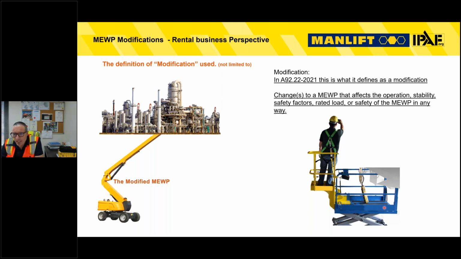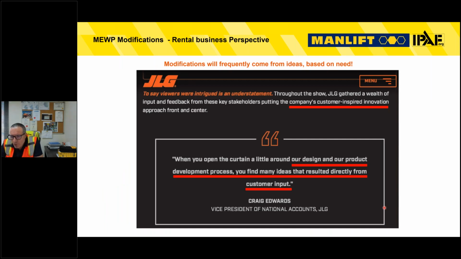This slide here is from Craig Edwards, a LinkedIn post, and he's the Vice President of National Accounts in JLG. I wanted to share this with you because it gives us a message. It's about the JLG 670 SJ boom lift. Some of you might have heard of that. It's an innovative boom lift which has self-leveling features. It's quite new to the industry.